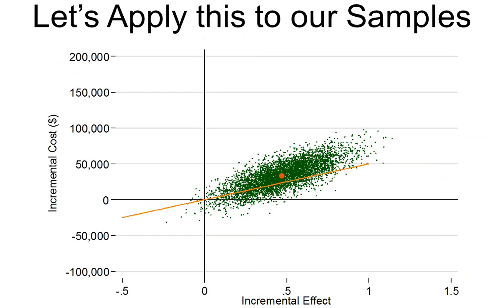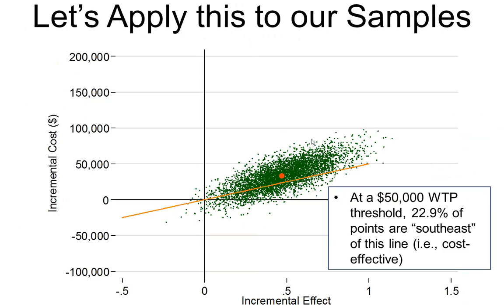Now, if we apply that again to our bootstrap samples, I've drawn a willingness to pay line, and you can see down here by the legend that the willingness to pay line is for $50,000 per quality. And now we can count. Remember we said anything to the southeast is good, and to the northeast is bad. So we could count, or we could actually have a computer count, how many of these dots are below this line and how many of these dots are above this line. And when we do that, the computer tells us that 22.9% of the points are southeast of this line. In other words, that they're cost effective.